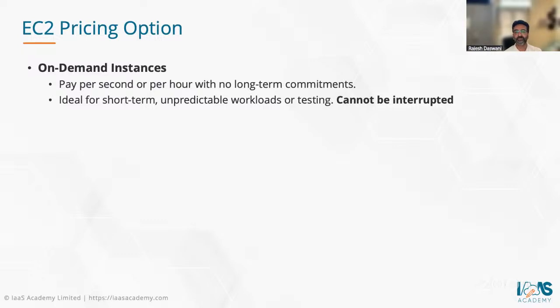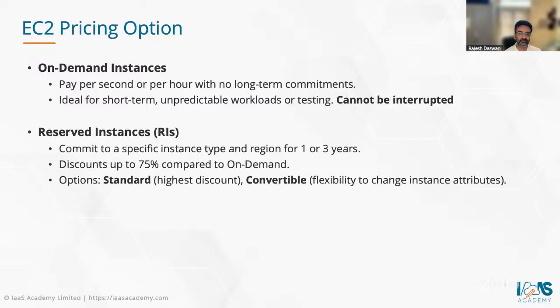It's ideal for short-term unpredictable workloads, things like dev work or QA testing, where the application that you're running on that instance cannot be interrupted. So you don't want AWS interrupting your usage of that server. But it's not ideal for long-running workloads, for workloads that you're running across multiple years, for instance. For that, you really want reserved instances.